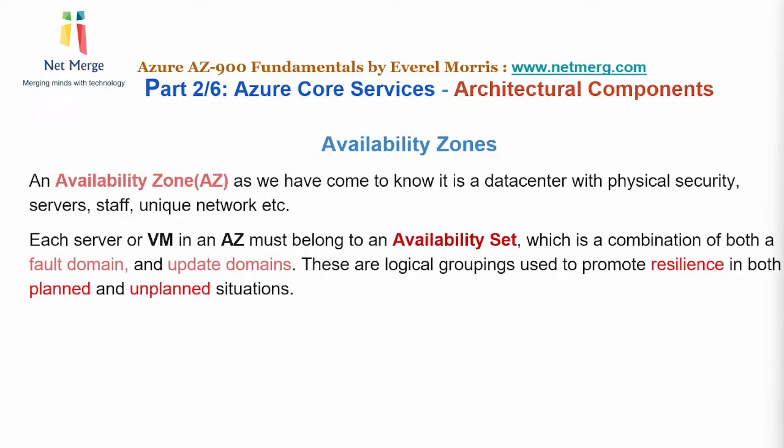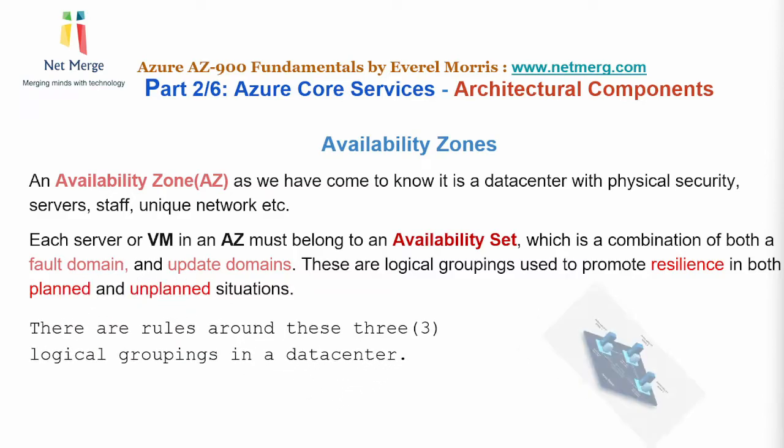Now, each server or VM in an availability zone must belong to what is referred to as a scale set. So what we're getting to now is how a scale set is used to provide redundancy when we're doing updates or if you have a failure. A scale set is a combination of what is referred to as fault domains and update domains, and we're going to be talking about them in real simple terms. These are logical groupings used to promote resiliency in both planned and unplanned situations. A planned situation would be when you're doing an update, and an unplanned one would be a disaster or failure situation. That's what that means.